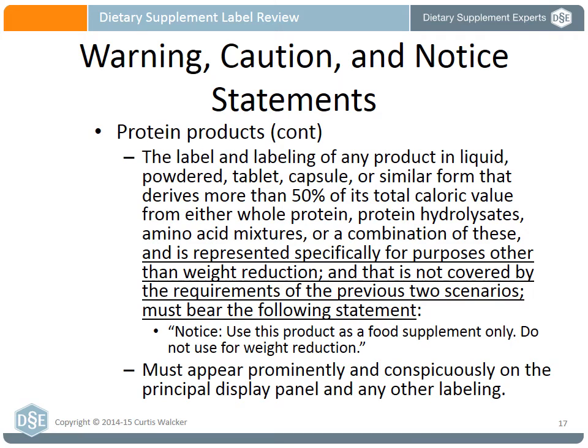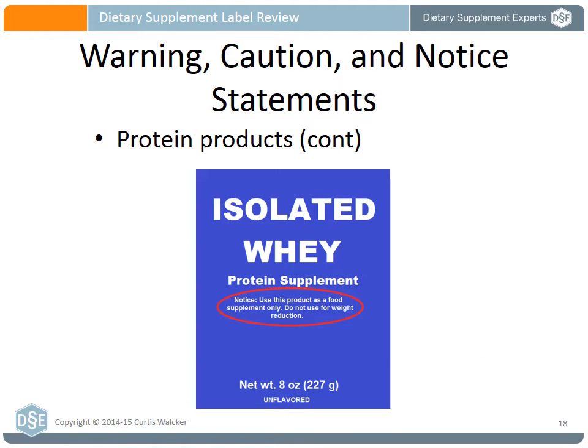And lastly, the label and labeling of any product in liquid, powder, tablet, capsule, or similar form that derives more than 50% of its total caloric value from either whole protein, protein hydrolysates, amino acid mixtures, or a combination of these, and is represented specifically for purposes other than weight reduction, and that is not covered by the requirements of the previous two scenarios, must bear the following statement. Notice: use this product as a food supplement only, do not use for weight reduction. This notice must appear prominently and conspicuously on the principal display panel and any other labeling. Here is an example of a principal display panel with a protein product notice statement.